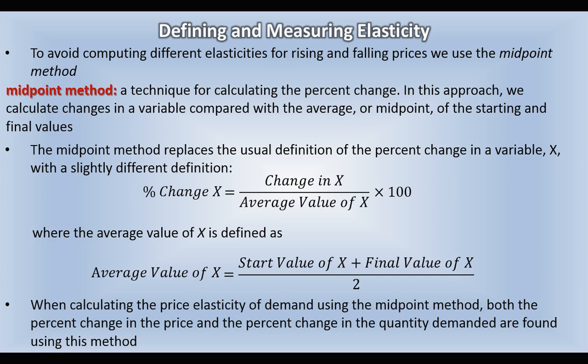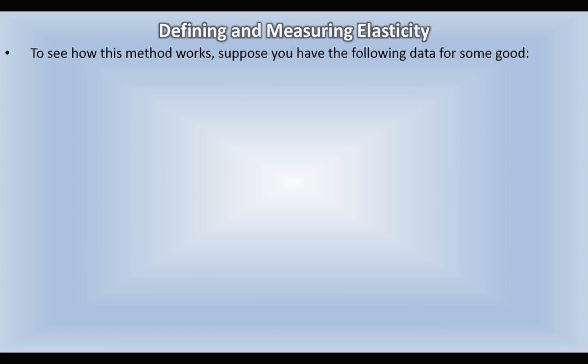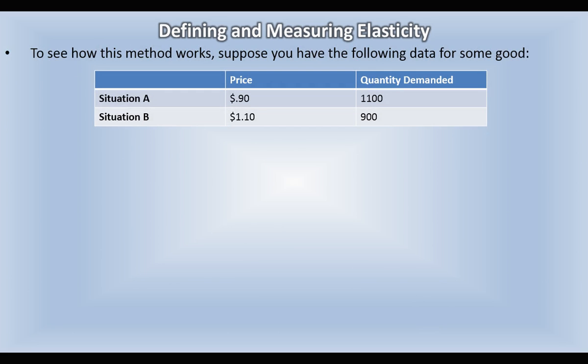When calculating the price elasticity of demand using the midpoint method, both the percent change in the price and the percent change in the quantity demanded are found using the midpoint method. So again, if I ask you to calculate elasticity in this class, or you are asked to calculate elasticity in an economics course, you are expected to use the midpoint method. All right, so to see how the method works, suppose you have the following data for some good. At a price of 0.9, quantity demanded is 1,100. If the price were to go up by 20 cents, quantity demanded goes down to 900.